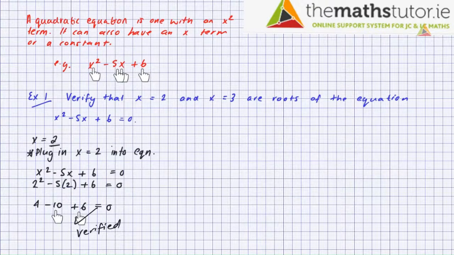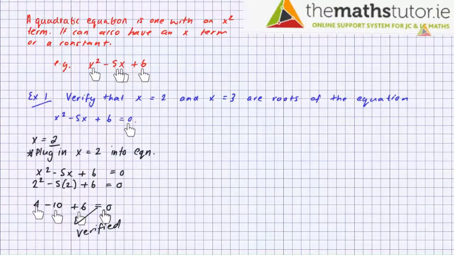Just to reiterate, I did all of this out, and you can plug this directly into the calculator. 4 take away 10 is minus 6. Minus 6 plus 6, it does equal 0. You were told it equals 0, so you want to prove it.